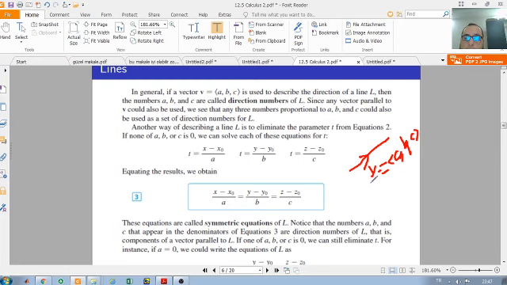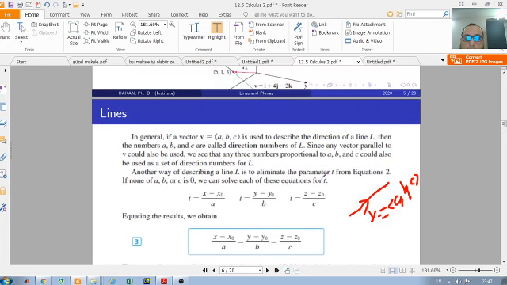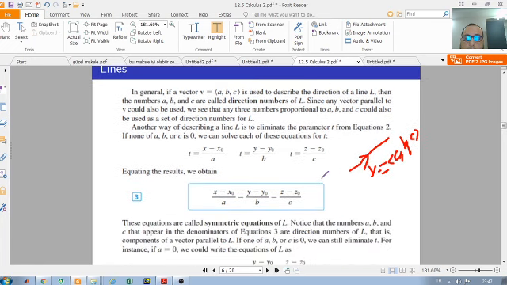By taking a multiple of this vector, you can also find the parametric or vector equation of a line. Any multiple of the vector V can be used for determining the parametric equations or the vector equation of a line. It is not important; you can use any multiples of the vector V.